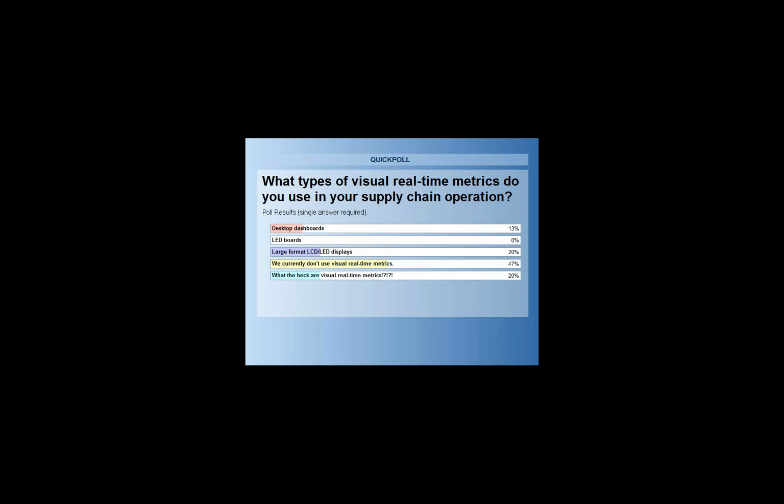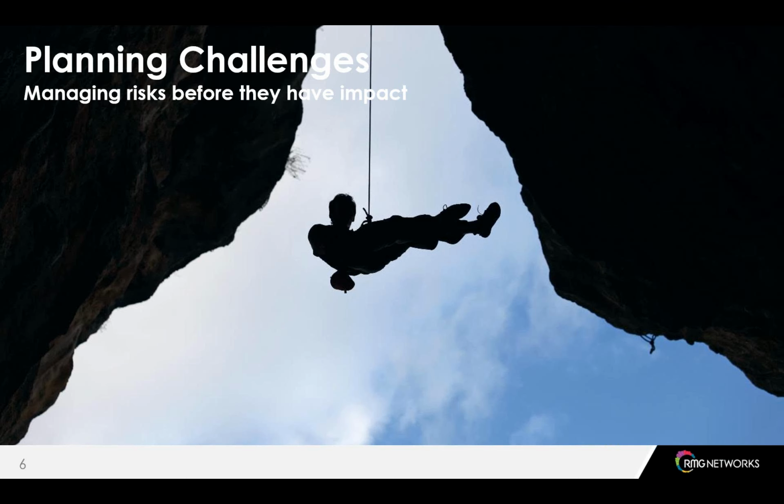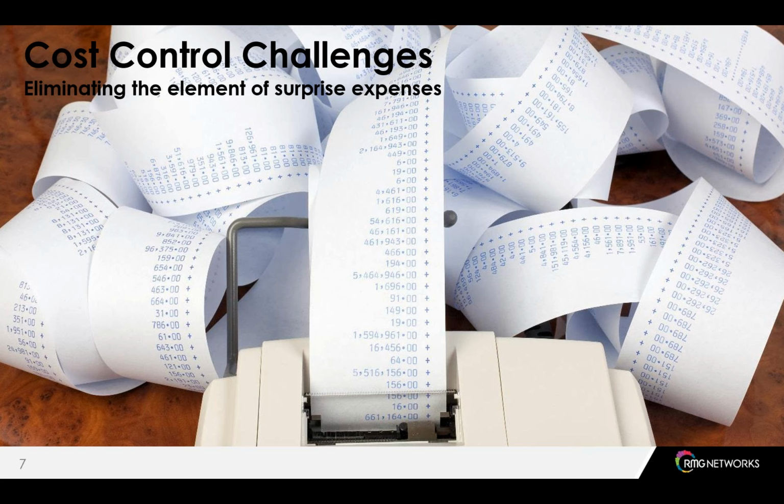So you've got about half who aren't using any kind of visual real-time metrics. Got a few using some desktop dashboards and some large format displays. So a pretty mixed bag there. Okay, and that's kind of what we find in the space, that they do their best at communicating data. It could be as recent as they have, which again might be last week or yesterday. But what we're going to talk about throughout the rest of the webinar is how to make that data real time so that you can make real time decisions that affect your enterprise and your supply chain.